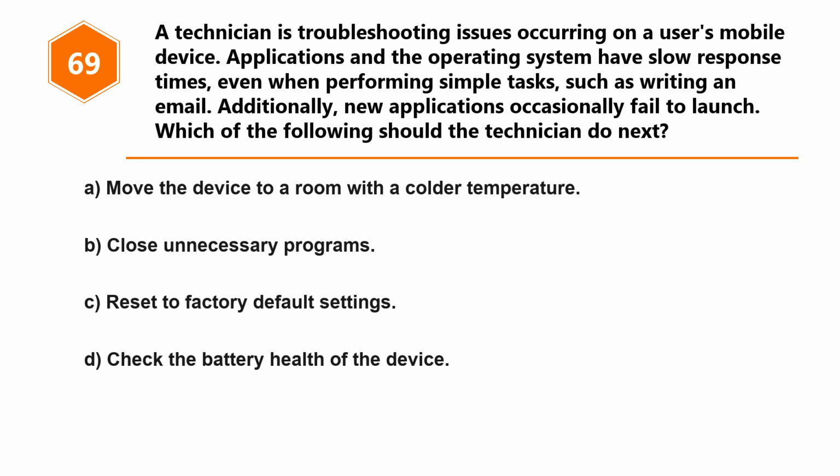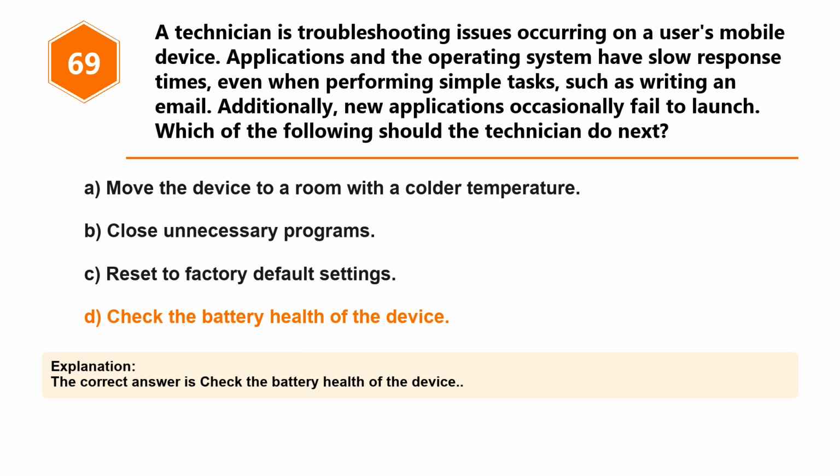Question 69. A technician is troubleshooting issues occurring on a user's mobile device. Applications and the operating system have slow response times, even when performing simple tasks, such as writing an email. Additionally, new applications occasionally fail to launch. Which of the following should the technician do next? Option A, move the device to a room with a colder temperature. Option B, close unnecessary programs. Option C, reset to factory default settings. Option D, check the battery health of the device. The correct answer is option D, check the battery health of the device.